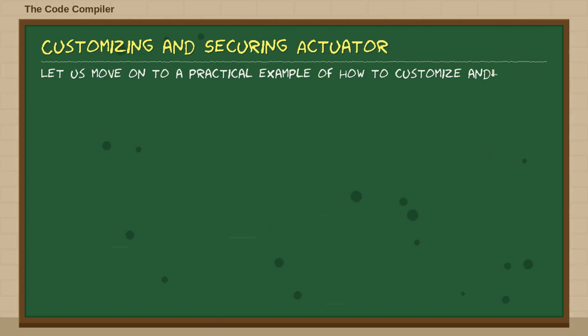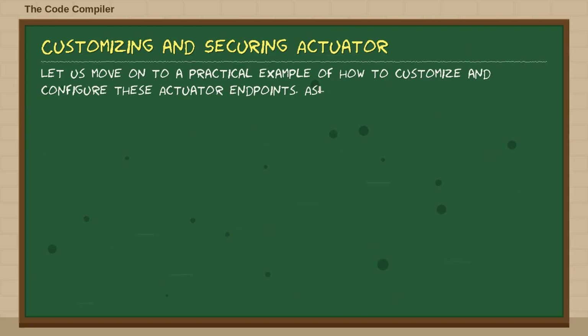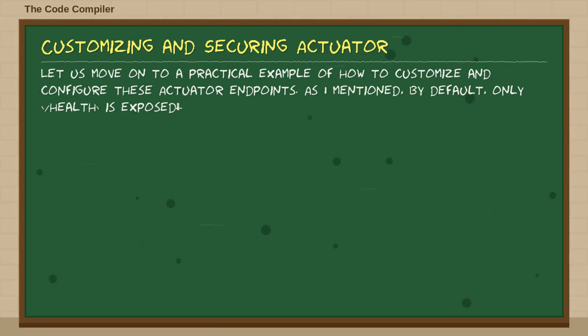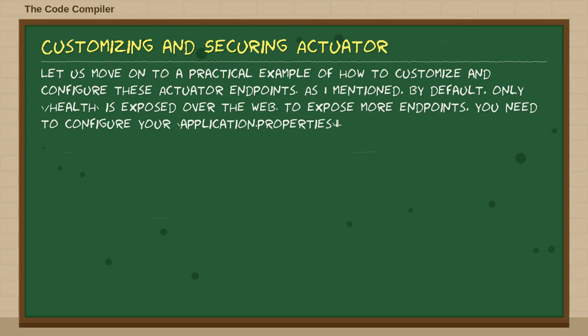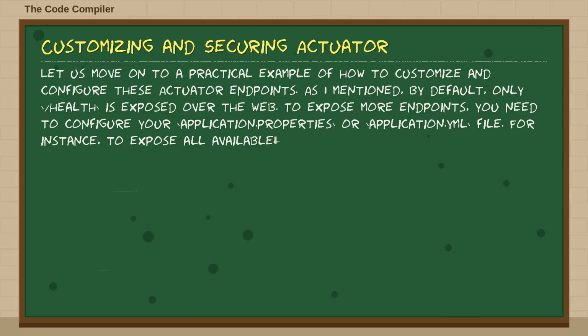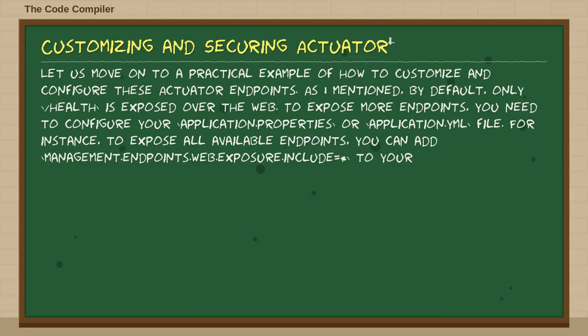As I mentioned, by default, only health is exposed over the web. To expose more endpoints, you need to configure your application.properties or application.yml file. For instance, to expose all available endpoints, you can add management.endpoints.web.exposure.include = * to your application.properties. Please be very careful with this in production environments due to security implications.